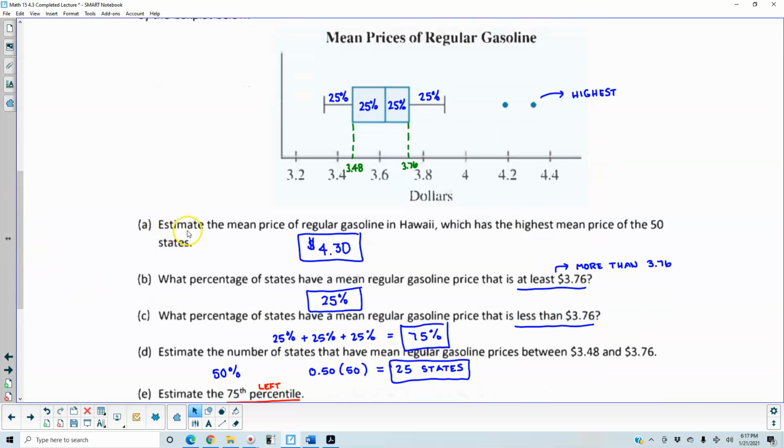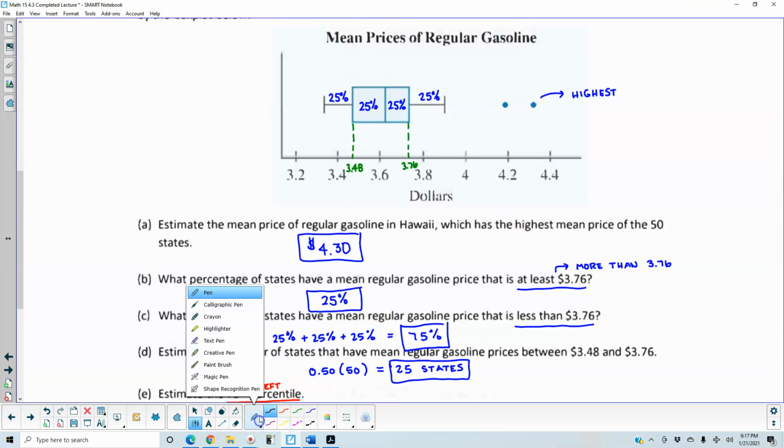So in part A, it says estimate the mean price of the regular gasoline in Hawaii, which has the highest mean price of the 50 states. So if we take a look at the highest number in our data set, here's the highest number, so that means it's this part here, and then if we go down, it gives us approximately $4.30, and again, we're estimating there.